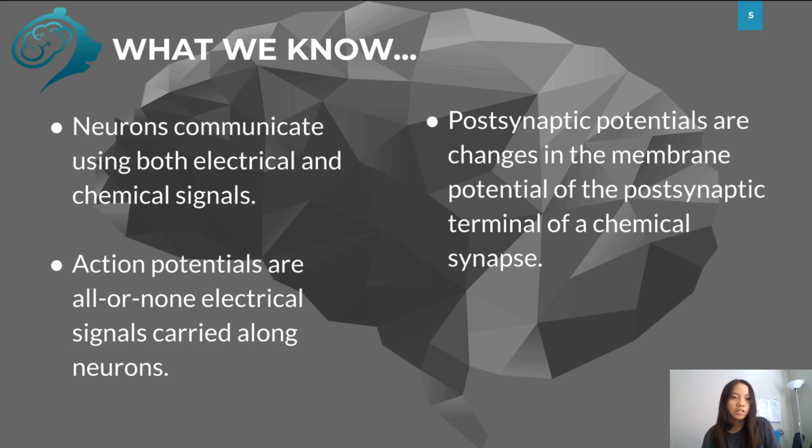Postsynaptic potentials are different from action potentials in that they are graded potentials, meaning they are changes in the membrane potential that vary in size. In other words, postsynaptic potentials are not all or none signals, unlike action potentials. This distinction is important for understanding what the EEG detects, which is what we'll cover in this video.